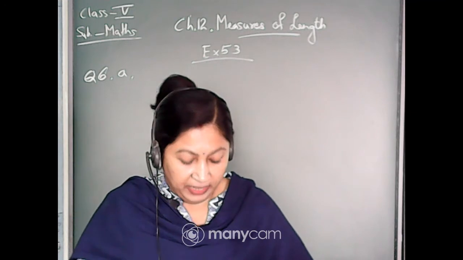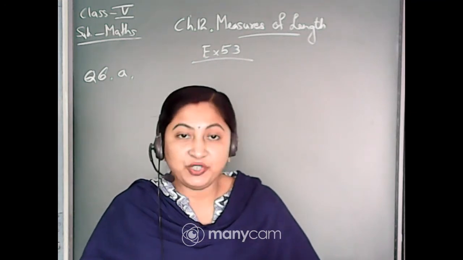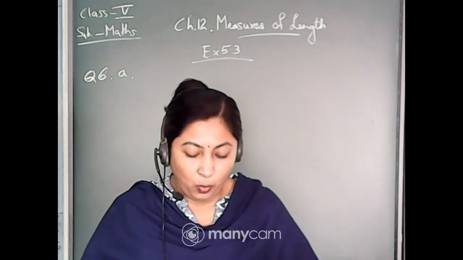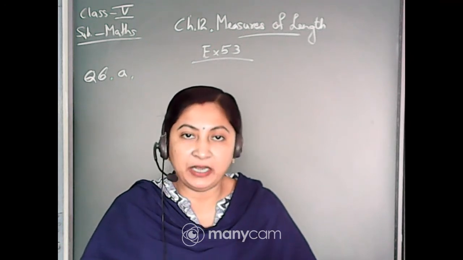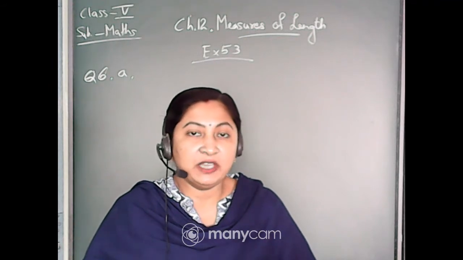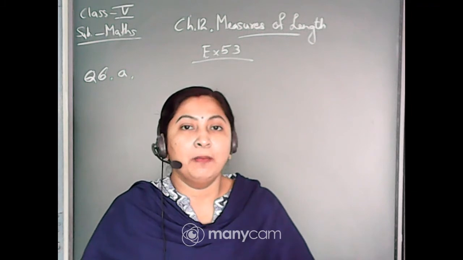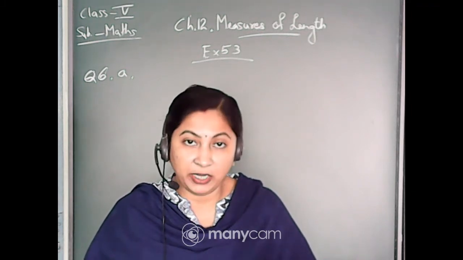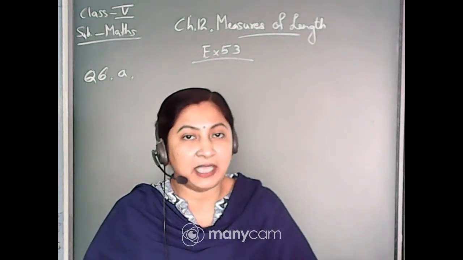And in offline, we were doing chapter number 12, measures of length. With this, we have already completed exercise 53, questions 1, 2, 3, 4, and 5. So today we will start from question number 6. My request to everyone: kindly do the conversions very minutely and properly, because it is very important. Related to this, in Math Magic we are doing tens and hundreds.